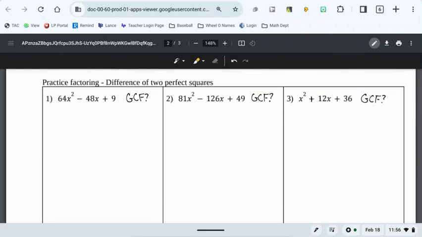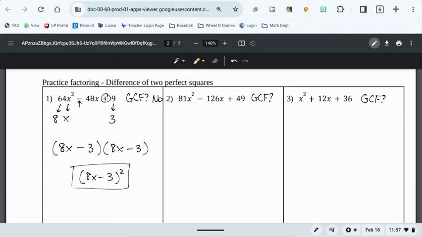All right, let's take a look at a few examples. Let's take a look at number 1. So we always check, is there a GCF? We say no. There is no GCF here. So the square root of 64 is 8, and the square root of x squared is x. The square root of 9 is 3, so we're going to have 8x. It's a plus sign, so we know we can do this, and we're going to take the first sign. So 8x minus 3, 8x minus 3. And then we rewrite our final answer, 8x minus 3 squared. And there we have it.